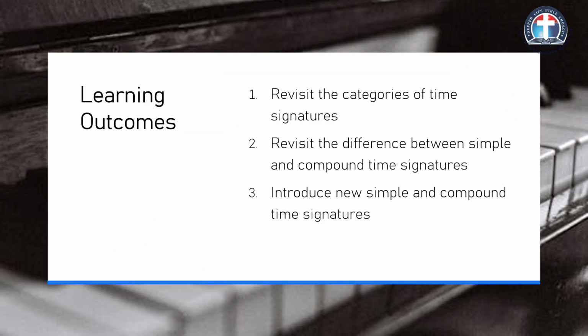Now, the learning outcomes for today's class will be: 1, to revisit the categories of time signatures. So we look at all the different categories of time signatures we have. We've done those in the past, but we'll just revisit them. 2, to revisit the difference between simple and compound time signatures. And lastly, we'll be introducing some new simple and compound time signatures, in addition to the ones you've known before.